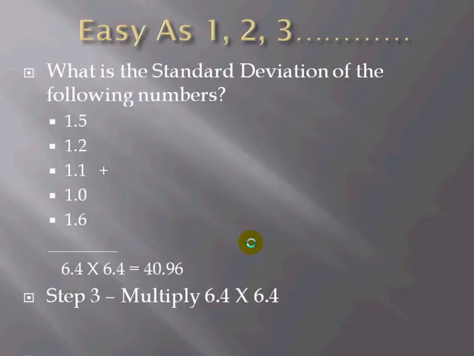In step 3, we'll multiply 6.4 times 6.4. What we're doing is basically we are squaring the 6.4 number that is the sum of the 5 numbers added together.